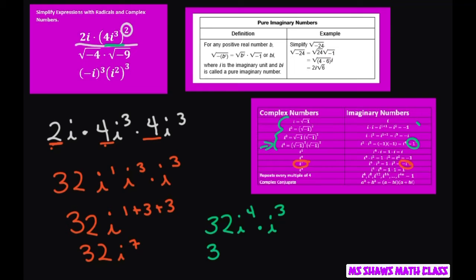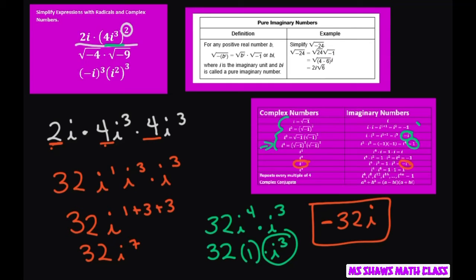So I can write this as 32i times 1 times i cubed. Now, i cubed again is negative i. So now I'm just going to write this as negative i. So my final answer is going to be 32i, but it's negative. So that would be your final answer there.